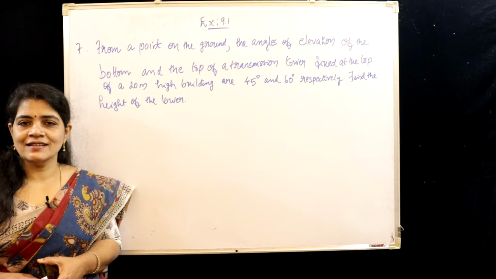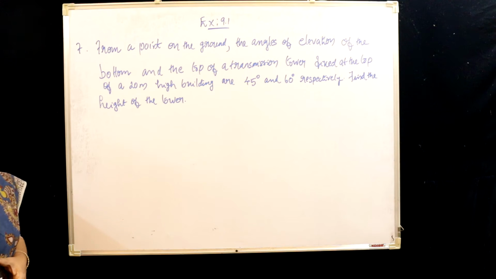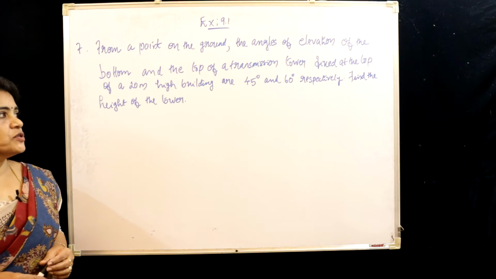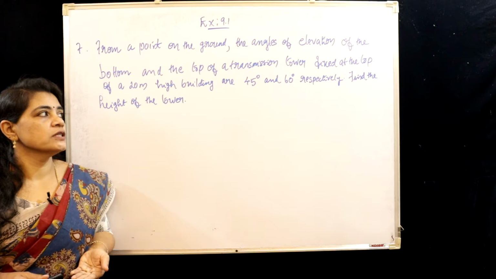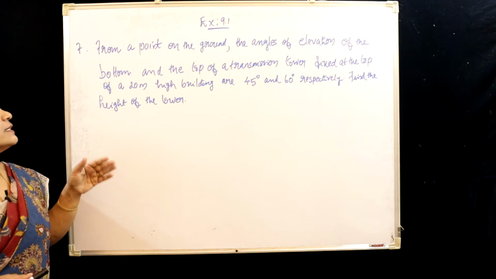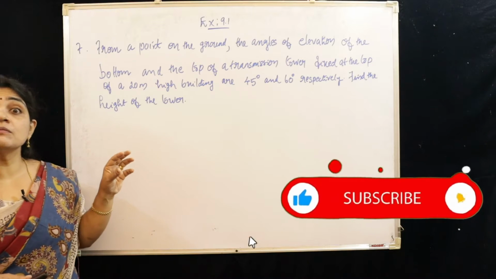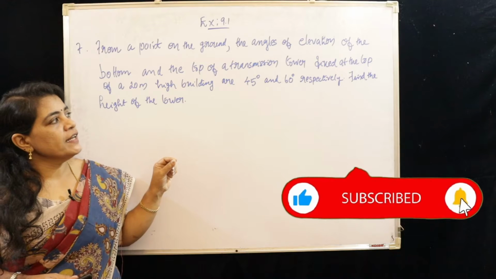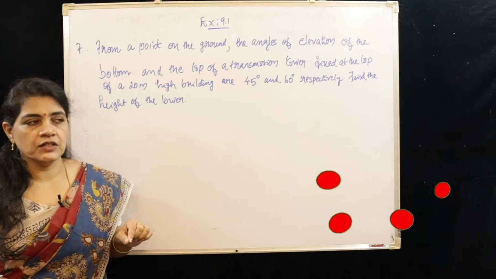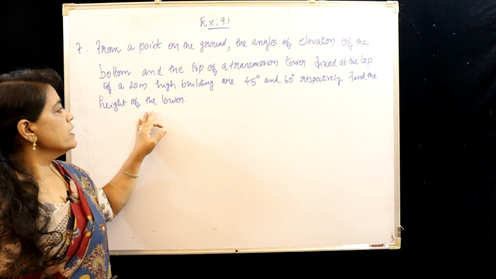Now the seventh question. From a point on the ground, the angles of elevation of the bottom and the top of a transmission tower fixed at the top of a 20-meter high building are 45° and 60° respectively. Find the height of the tower.